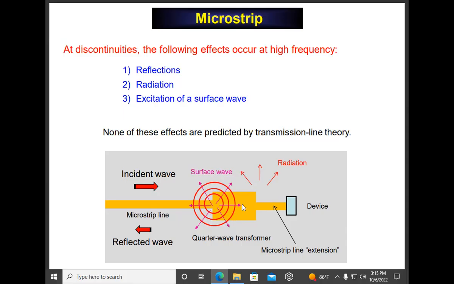The effective wavelength. Remember we talked about this before on microstrip line. There's something called epsilon effective. Do you remember that? Because some of the field lines are in air, some are in the substrate, so you use something called epsilon effective. Okay, but anyway, so quarter wavelength using epsilon effective.